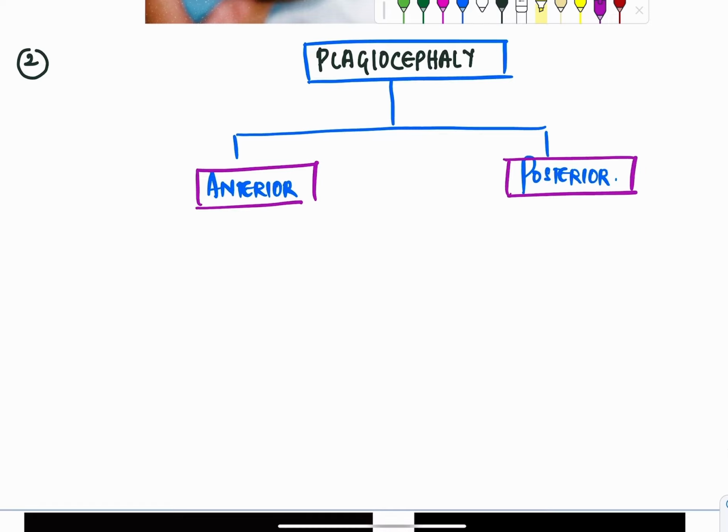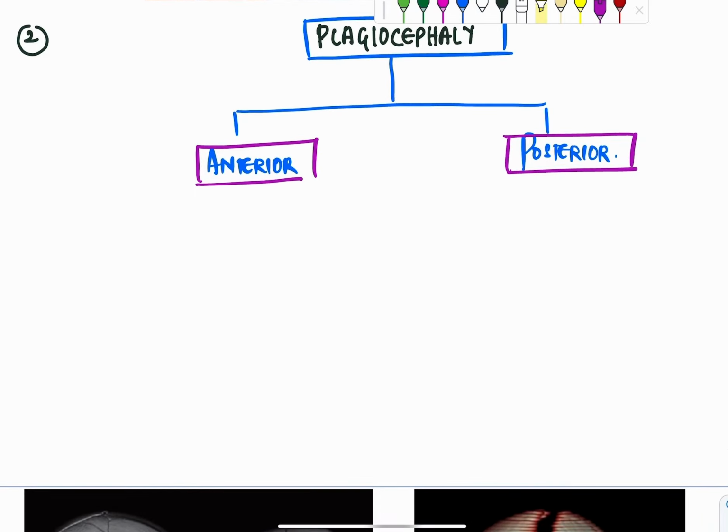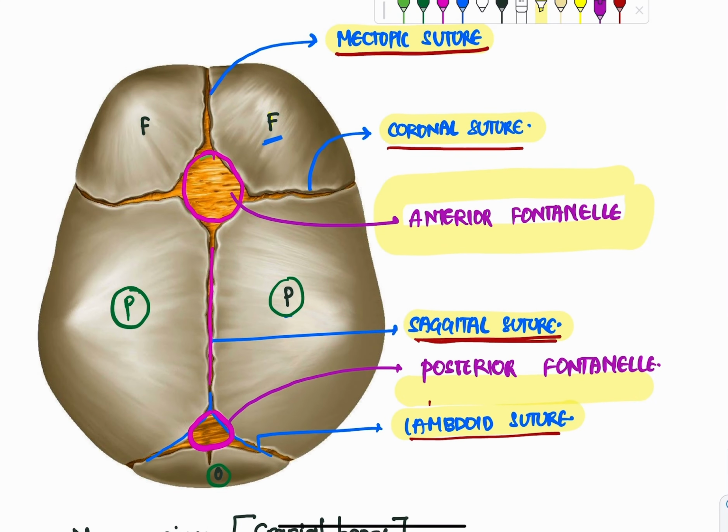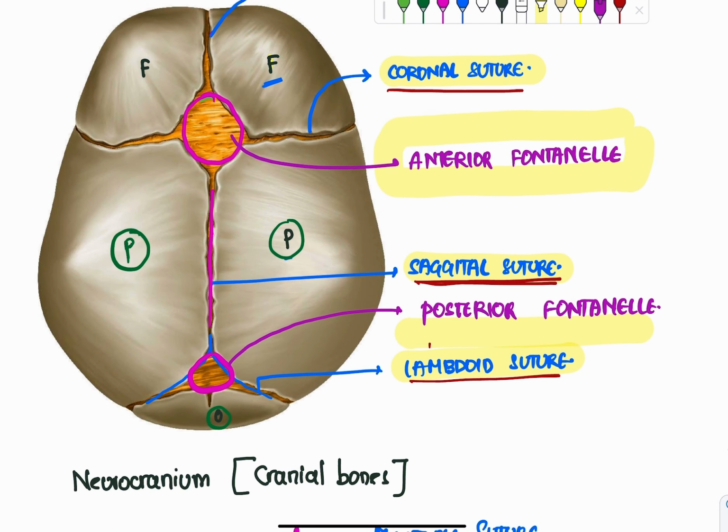Now what is this anterior and posterior plagiocephaly? See, anteriorly what suture we have got? Coronal suture. Posteriorly what suture we have got? Lambdoid suture. So just look at this picture. Anteriorly there is the coronal suture, which is transverse. Posteriorly there is the lambdoid suture, right? Now out of two coronal sutures on the right and the left, one coronal suture is absent, meaning fused. Okay, one coronal suture will be fused. So can I tell it as unilateral fusion of coronal suture?